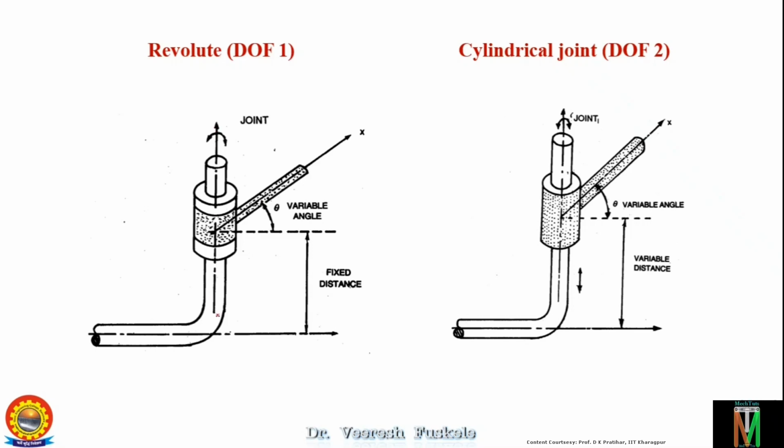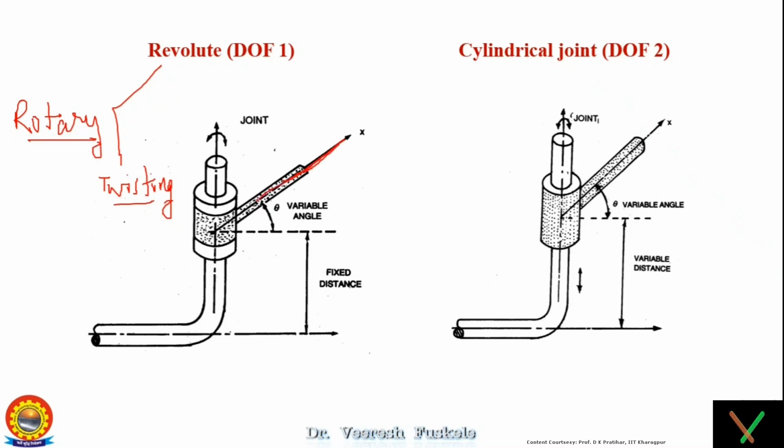Now the revolute joint is basically a part of the rotary joints. Rotary joints are basically of two types: revolute and twisting. What is the difference? You can see this is the output link, this is the axis of the output link, and this is the axis about which the rotation is taking place. If these two are perpendicular, then it will be revolute.